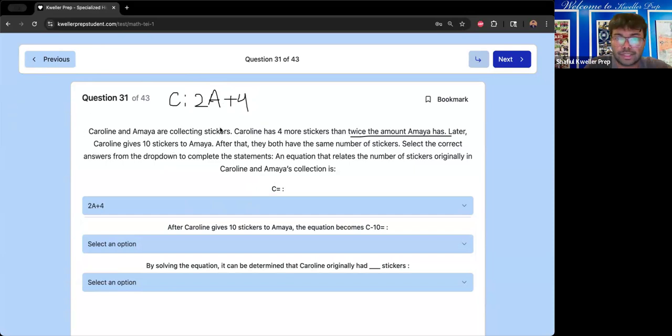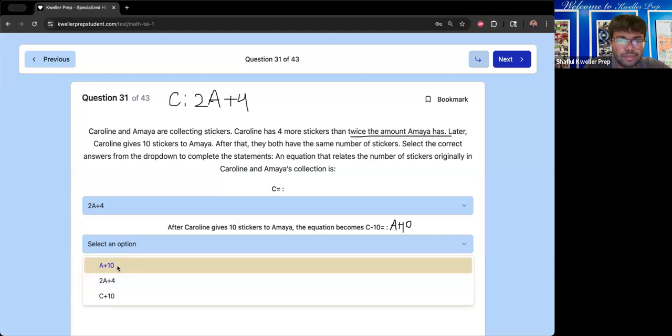Okay, nice. Later, Caroline gives 10 stickers to Maya, and now they have the same amount of stickers. How do you represent this? After Caroline gives 10 stickers to Maya, the equation becomes c minus 10 is equal to, well, Amaya has whatever she has, and Amaya gets 10 from her, so it's just a plus 10, right? I think. Okay.